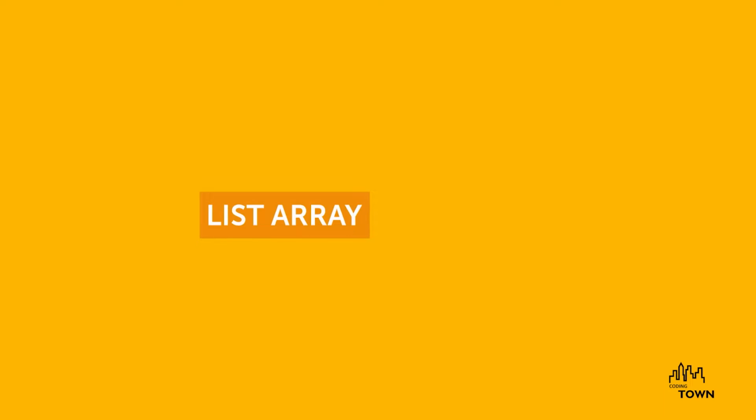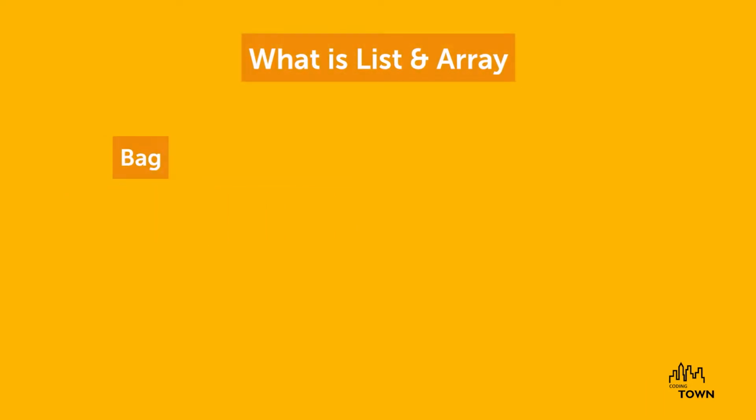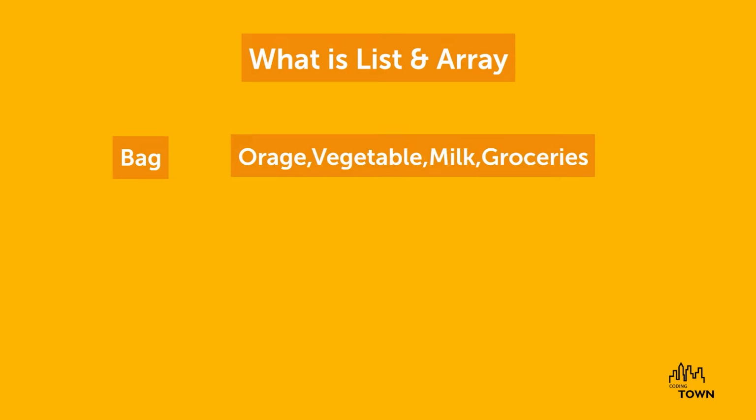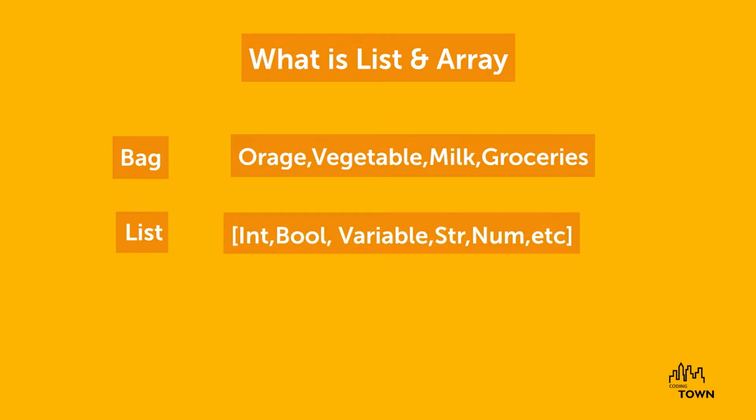Let's discuss what a list and an array are. First of all, just think that you have a bag. In that bag, you have a couple of oranges, some vegetables, milk, and some groceries. That bag can have multiple values, right? So you have created your application. Now you want to store multiple values, such as integer values, variables, and boolean values, and many more. You want to store them in a particular place. So you can use something called a list.